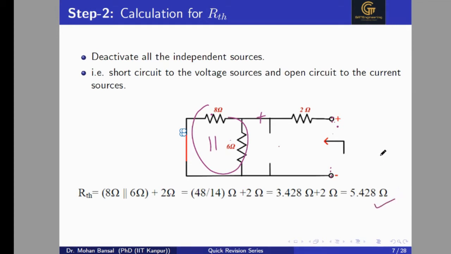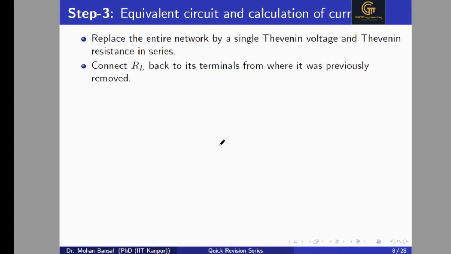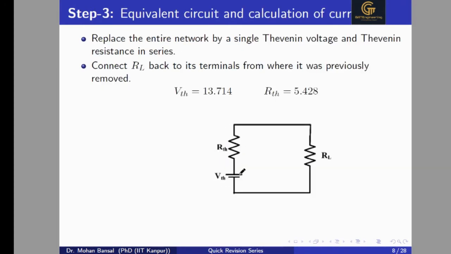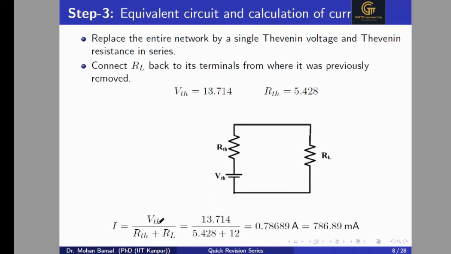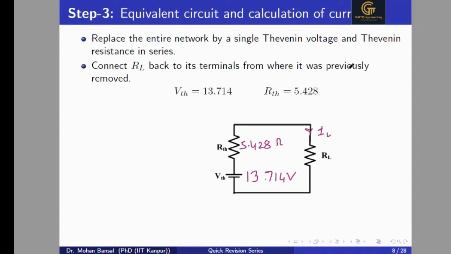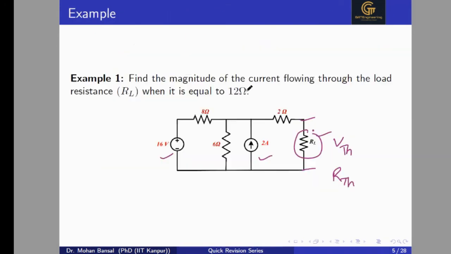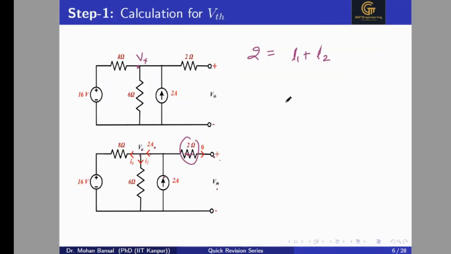So we have computed VTH and RTH. Now we'll draw the Thevenin's equivalent circuit, with VTH equal to 13.714 volt and RTH equal to 5.428 ohm resistance. This is the load resistance we have connected across this terminal. Now we have to compute the current through this terminal, IL. And RL is given in the question, which is 12 ohm. So we know RL also.